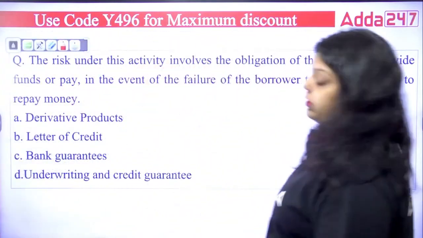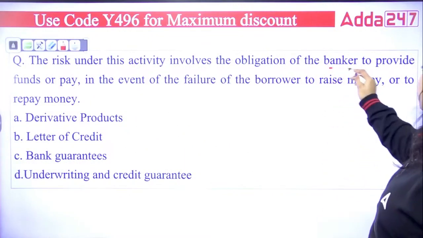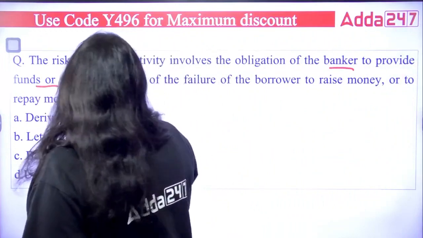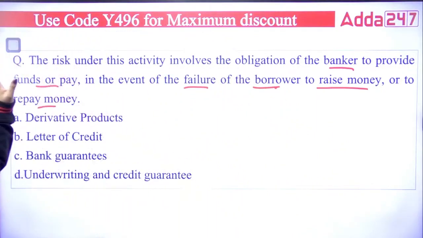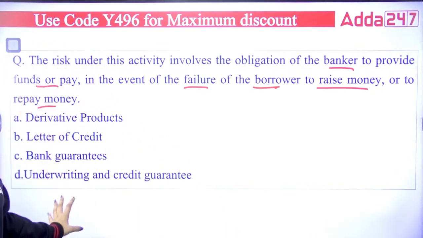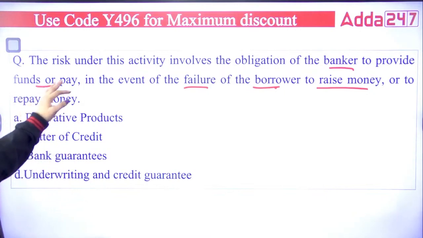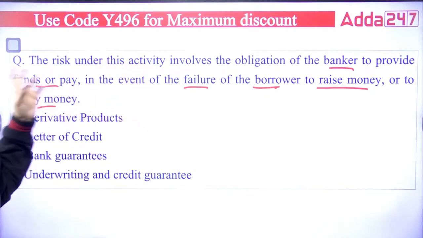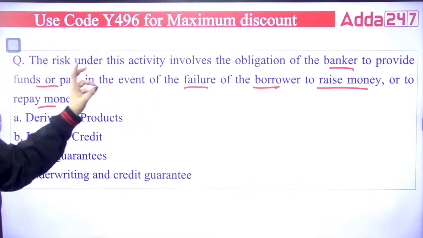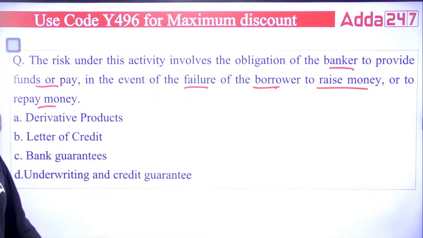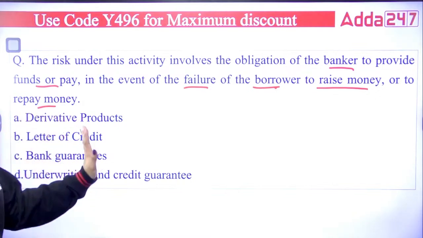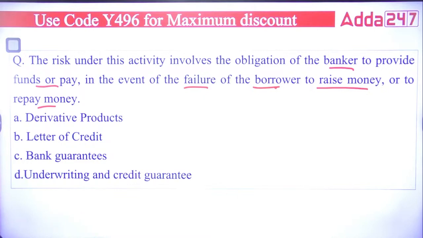Next, the risk under this activity involves the obligation of the banker to provide funds or pay in the event of the failure of the borrower to raise money or to repay money. So the question is asking which activity this statement is talking about. The bank has the obligation: the bank has to make the payment, provide the fund, or make the payment in the event of the failure of the borrower to raise money or to repay money. Which of the following is correct? The derivative, the letter of credit, the bank guarantee, the underwriting and credit guarantee. In which case is this the obligation of a bank to make the payment or to provide the fund? Is it a derivative product?